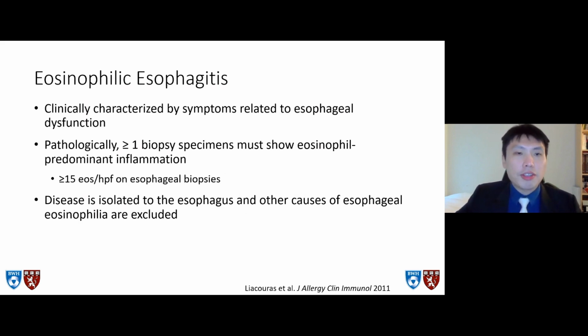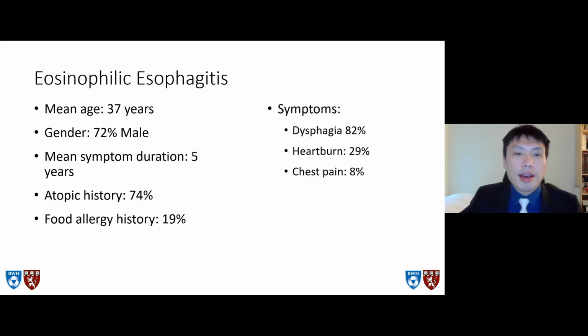Before we talk about the answers, I'm going to quickly talk about eosinophilic esophagitis. It is clinically characterized by symptoms related to esophageal dysfunction. It's diagnosed pathologically by having at least one biopsy specimen from the esophagus showing eosinophil predominant inflammation, currently defined as greater than or equal to 15 eosinophils per high power field. The disease is generally isolated to the esophagus, and other causes of esophageal eosinophilia are excluded. The patient population with eosinophilic esophagitis are generally male and of younger age. Some patients are even diagnosed when they're children.